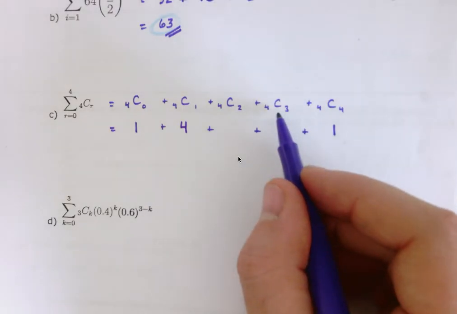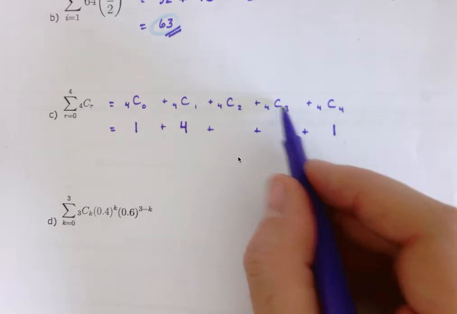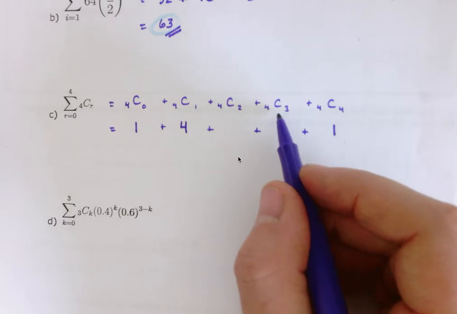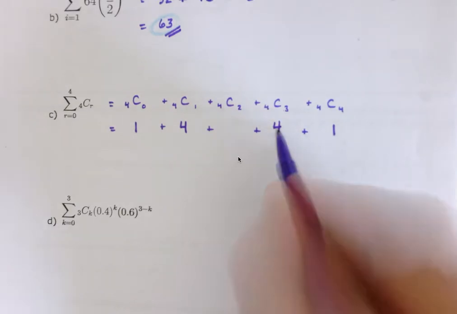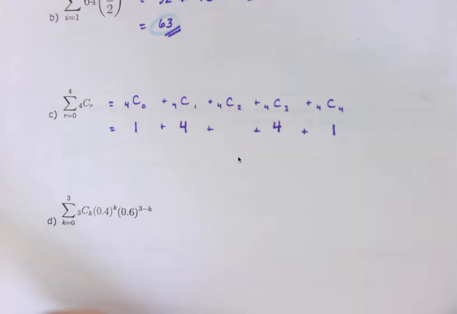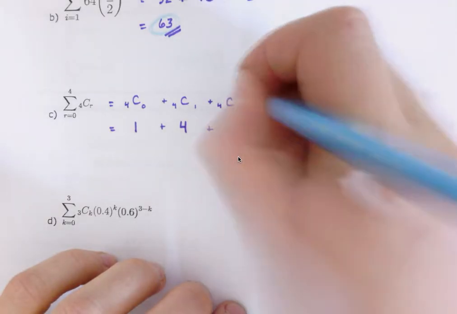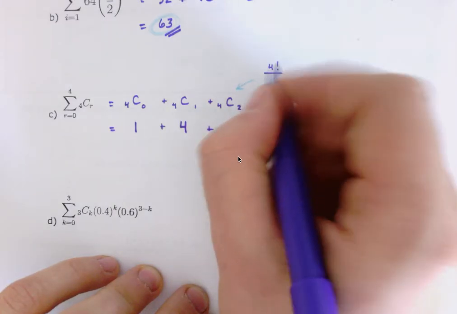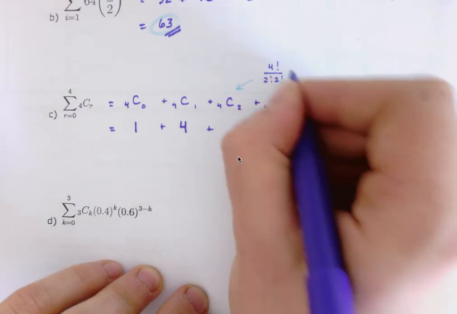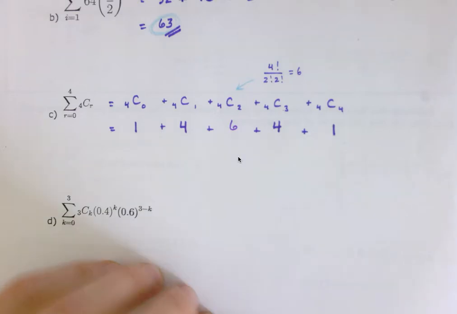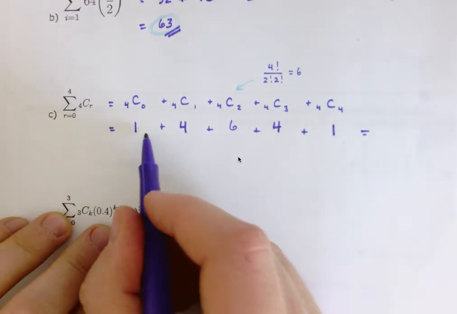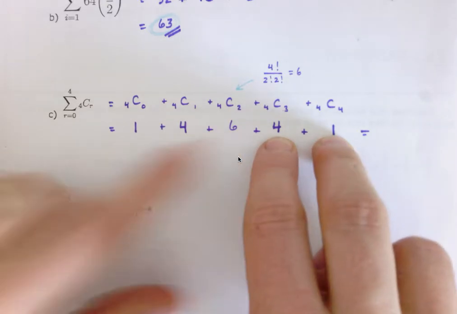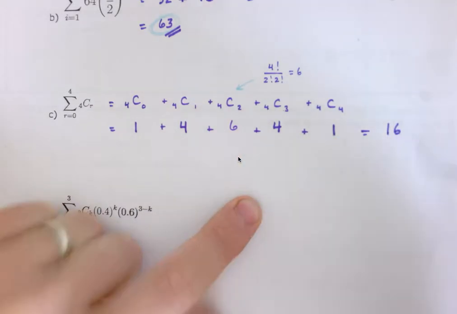And then this one right here says I have 4 objects, choose 3 of them. Or in other words, choose all of them except for 1, which means there are 4 ways that I can choose all of them except for 1. Only this last one in the middle here do we really have to say, well, that's 4 factorial divided by 2 factorial, which is 6. So we get 1 plus 4 is 5 and 5 and 6. That's 10 and 6 is 16.